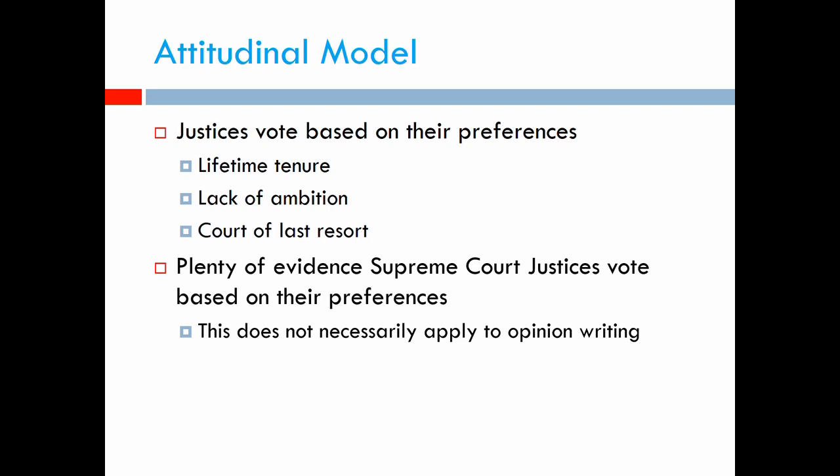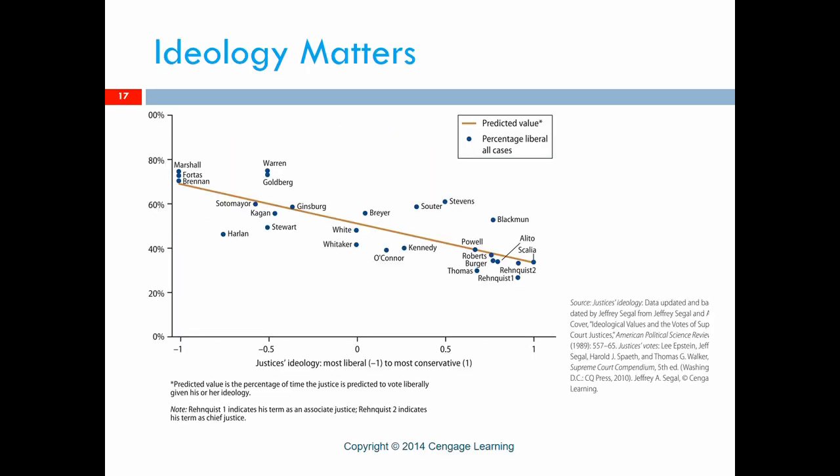Right? Here's some evidence of this. What you have here is, on the x-axis, justice's ideology from liberal to conservative. On the y-axis, you have the percentage of the time the justices vote in a liberal manner. And what you can see is that, as a general rule, the more conservative justices on the right, Scalia, Rehnquist as Chief Justice and just as Associate Justice, they tended to vote in a conservative manner, and Justice Marshall and Fortas and Brennan tended to vote in a liberal manner, and they were on the liberal end.